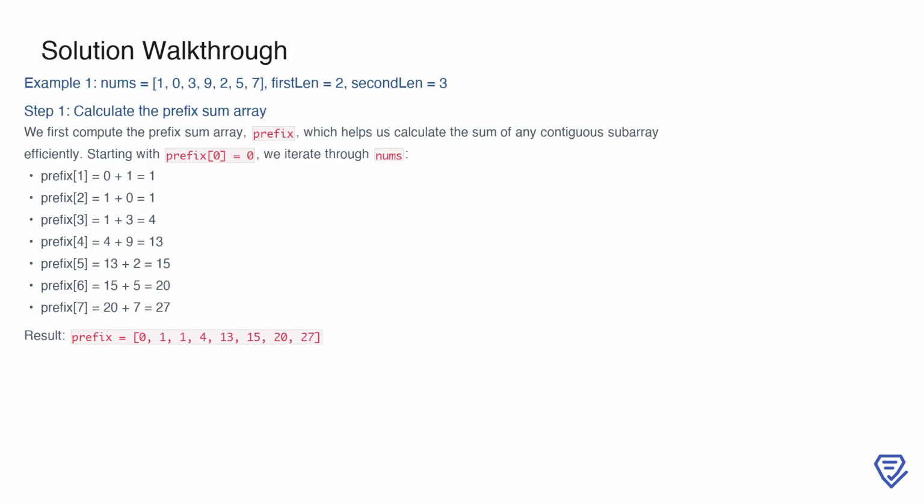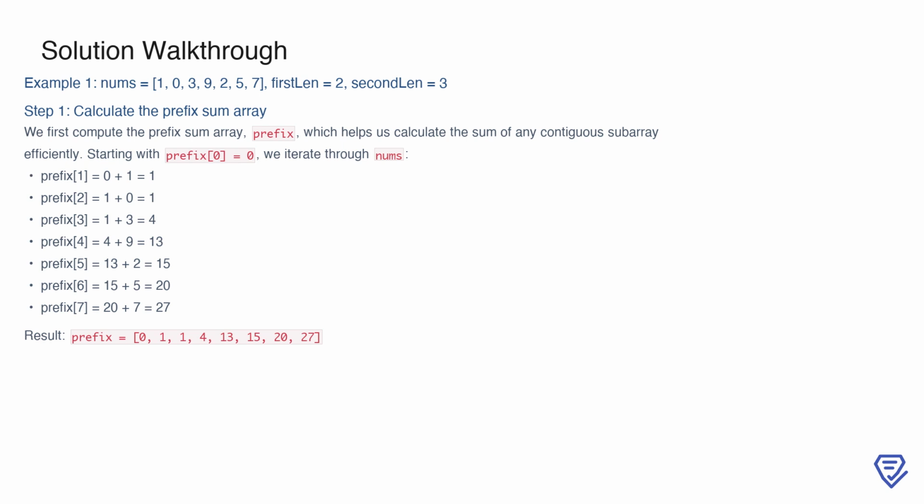To solve this problem, the first step is to calculate the prefix sum array, which will allow us to efficiently compute the sum of any subarray later in the process. The prefix sum array starts with an initial value of 0, and each subsequent value is the cumulative sum of the elements in the input array up to that point.